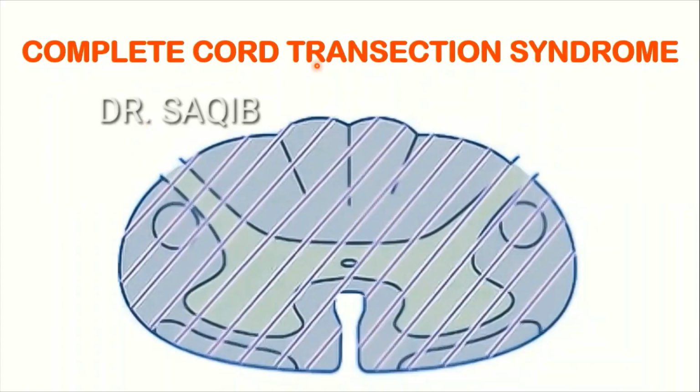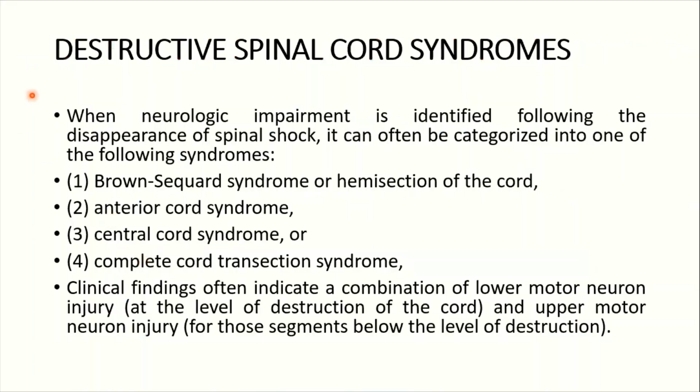And today's topic is complete cord transection syndrome, from a series of lectures on the spinal cord clinicals. This is a cross section of the spinal cord, and these reddish lines show the transected area. You see this gray matter in the center, this butterfly shaped area; it is transected. And this white matter: this is the dorsal column, this is the anterior portion, and this is the lateral. All are transected.